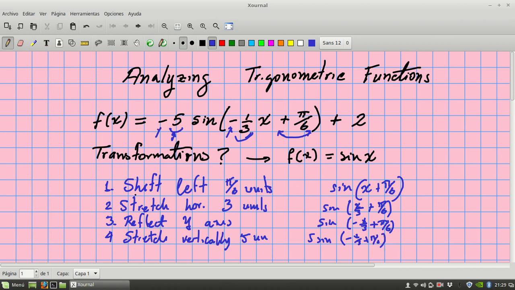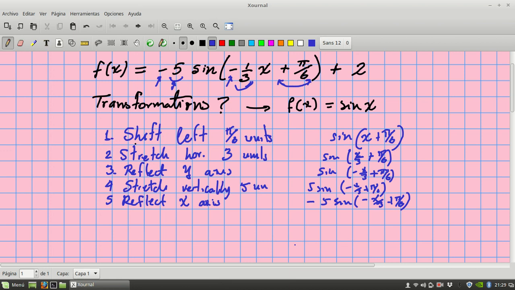And then we have here a negative sign, so it's a reflection about the x-axis, so minus 5 sine of (negative x/3 plus pi/6). And finally the last one is with this 2 that is just a shift up 2 units. Okay, so it will be minus 5 sine of (negative 1/3 of x plus pi/6) plus 2. Okay, so we have noticed all the transformations.